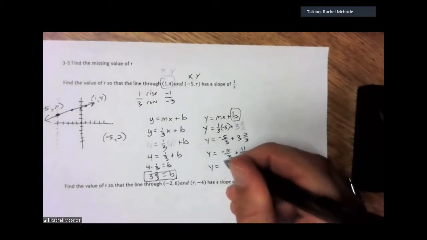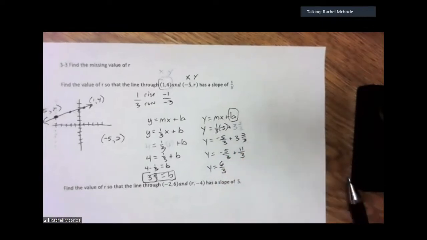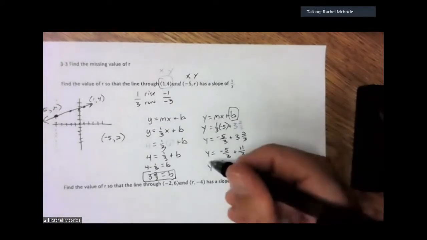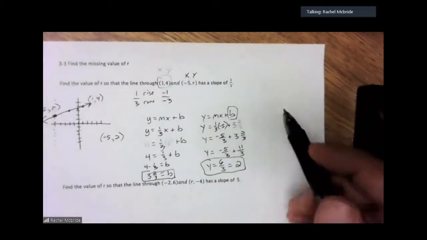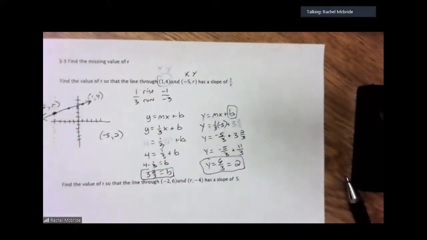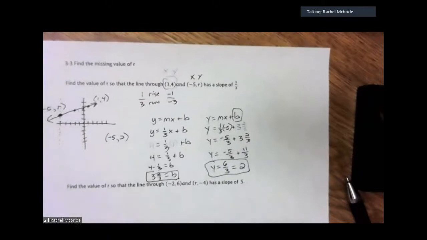So y equals 6/3. What's another number that looks like 6/3? Go ahead, Dawn. Yeah, it's 2. So look at 2. y equals 2. And guess what? Look what we said the answer was over here. There it is. (-5, 2).